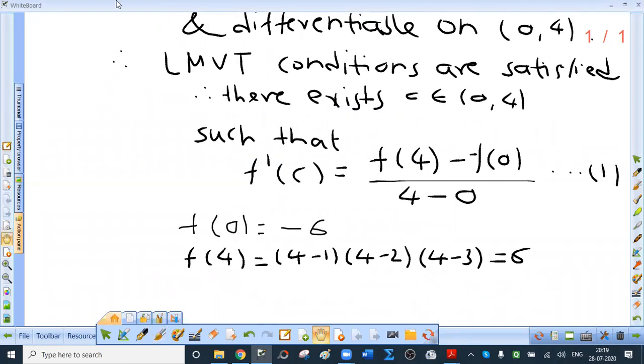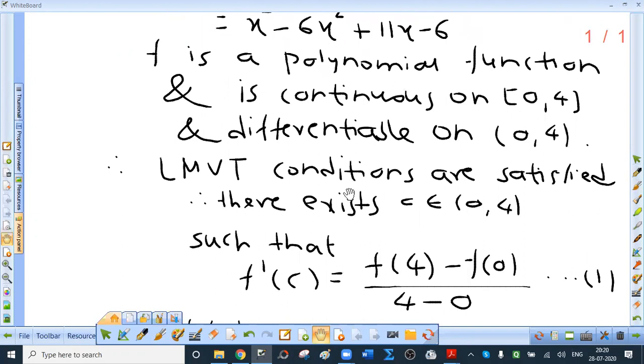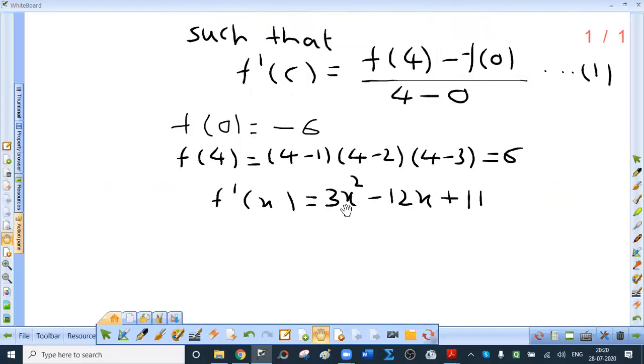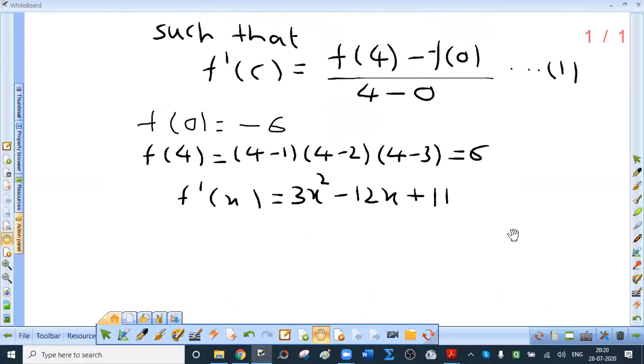Find out f dash of x. So f dash of x is nothing but 3x square minus 12x plus 11. Differentiation is not at all difficult. Let me show you the function. See, this is the function. What is the derivative of x cube? 3x square. Here minus 12x plus 11. Derivative of any constant is 0 only. Okay. So this is nothing but f dash of x.